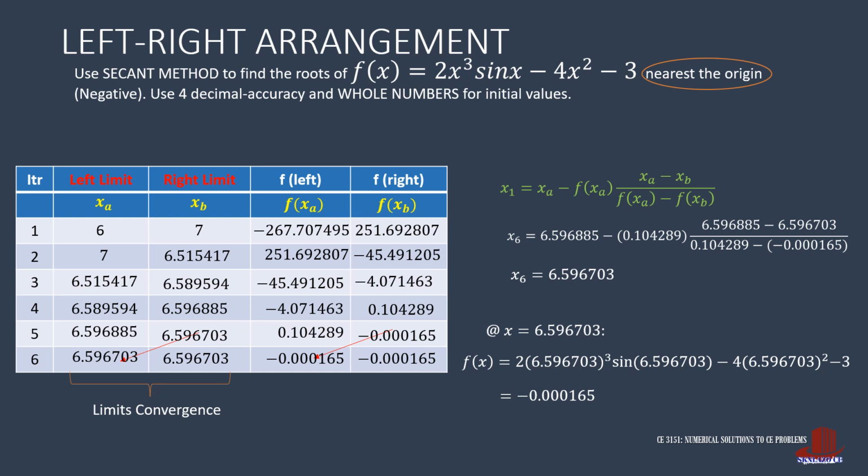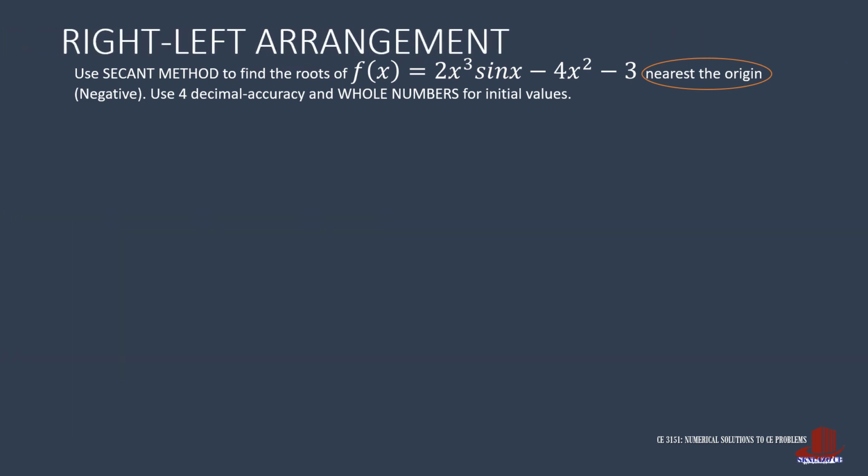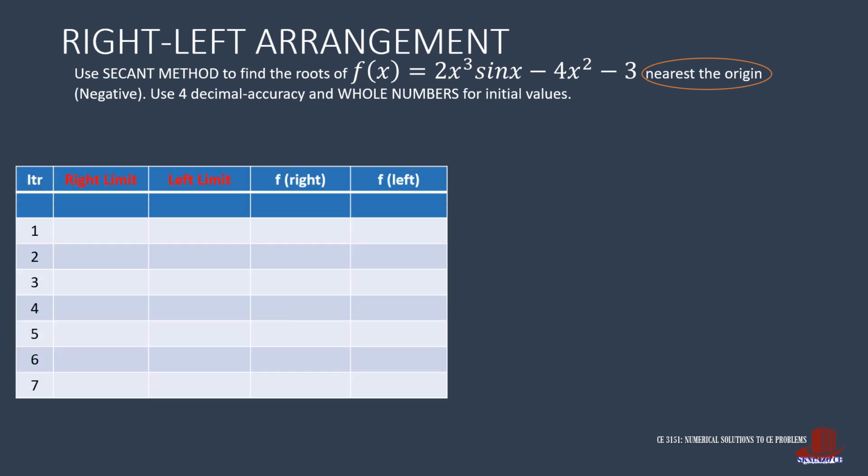And thus, the root is truly 6.596703. Let's then verify if we end up with the same root when the limits are interchanged in the table. That's if the right limit is placed first in column 2, followed by the left limit in column 3. This means that 7 is written first before 6.